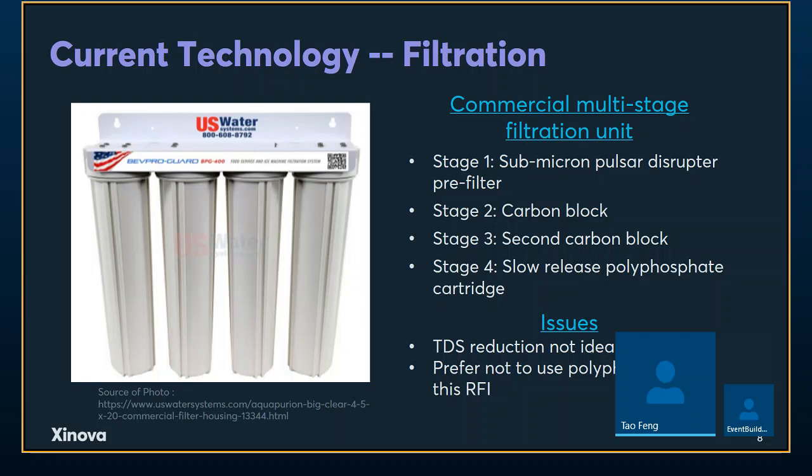Another issue is this unit uses polyphosphate to deal with the scale problem. The last stage of this unit is a slow-release polyphosphate cartridge, which can separate hardness particles to prevent them from precipitating and forming deposits. But for this R5, we prefer not to use polyphosphate because of the increasing environmental concern towards the disposal of phosphorus-based chemicals. There's a current trend using greener technology, some chemical-free agents to deal with this scale problem.